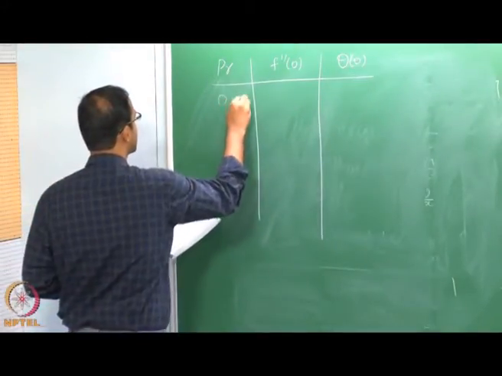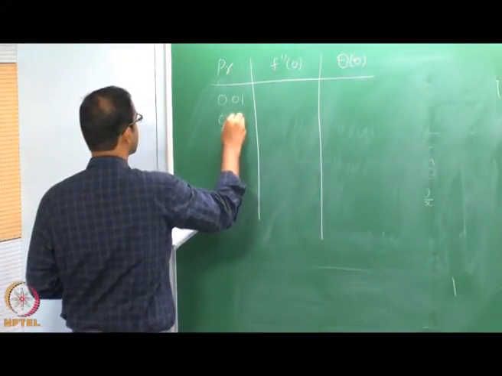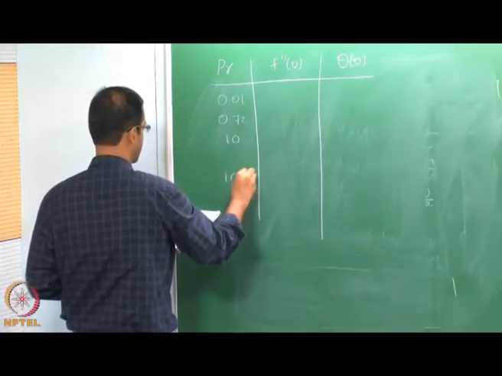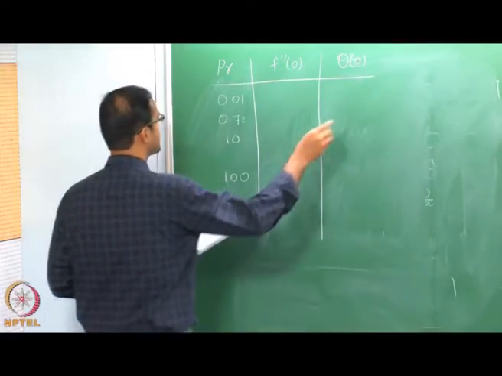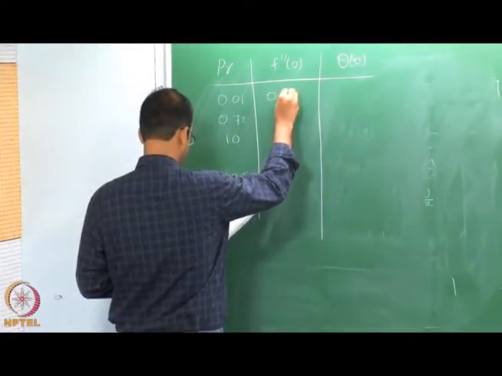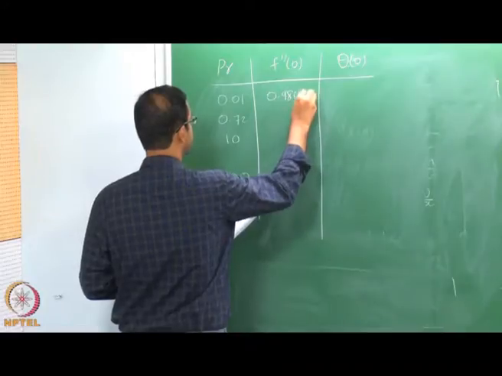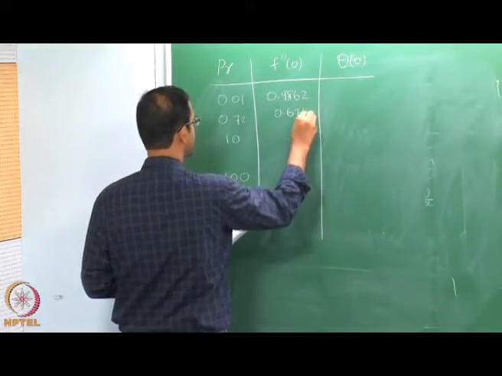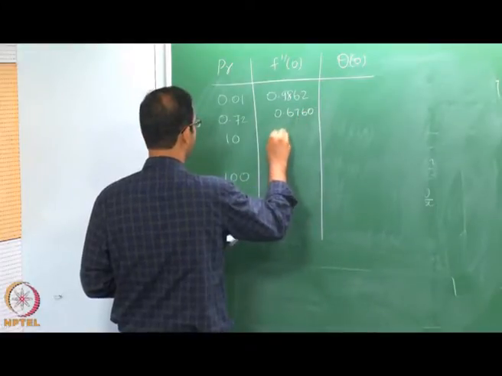If you vary the Prandtl number, for 4 different Prandtl numbers, if you find the solution by the shooting method, you will end up with 0.9862, then 0.6760, 0.41.